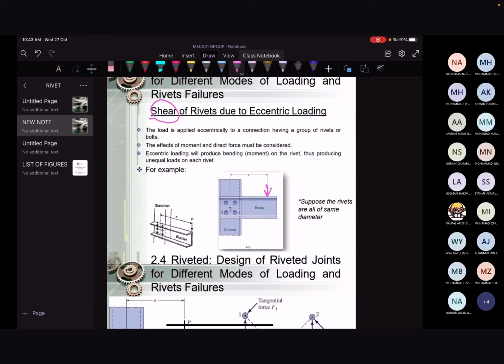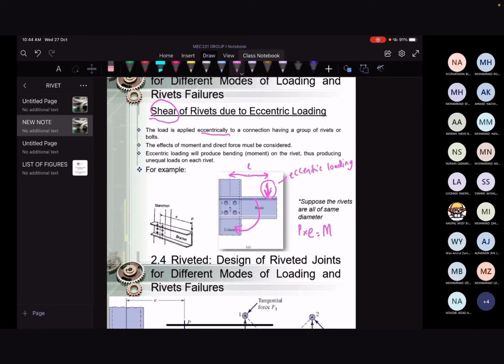When the load is applied eccentrically to a connection having a group of rivets or bolts, it is called eccentric loading. This one is eccentric loading. Okay, and the effect of moment and direct force must be considered. Because I said earlier, P will also produce P times E in this case. P times E will produce moment.